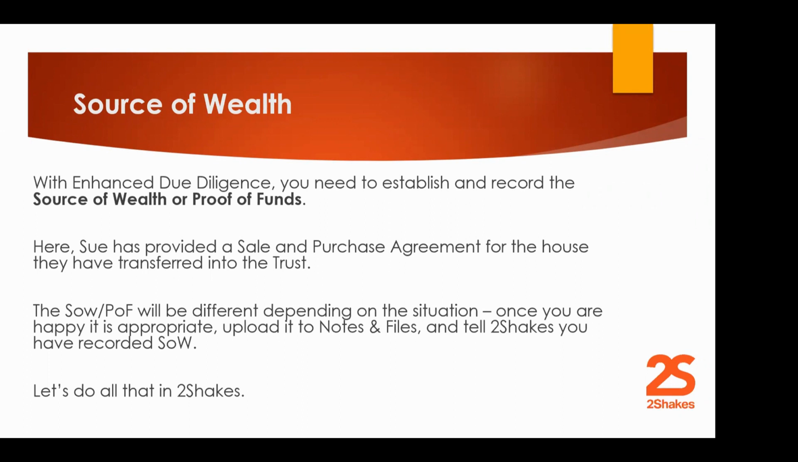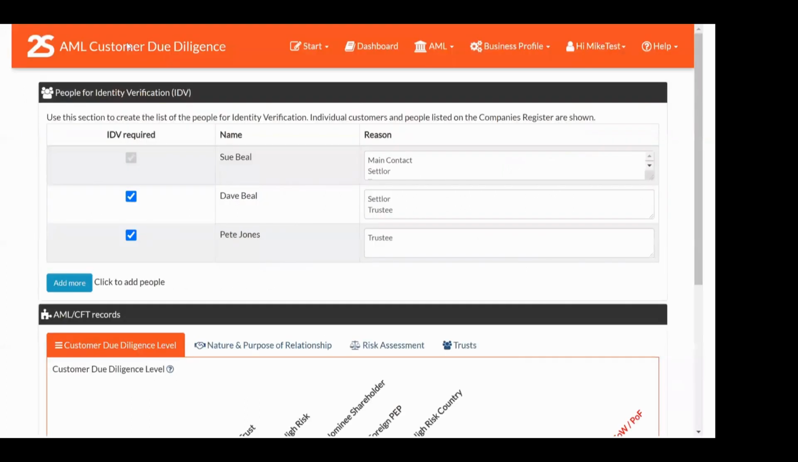Again, like we talked about earlier, every situation is unique. So what constitutes source of wealth or proof of funds for your customer's trust might be different to somebody else's. There's lots of different options that you can get. It's really just seeing that there was a legitimate source that the money or the assets came from. So let's add source of wealth, proof of funds into 2Shakes and tell 2Shakes that we've got it recorded.